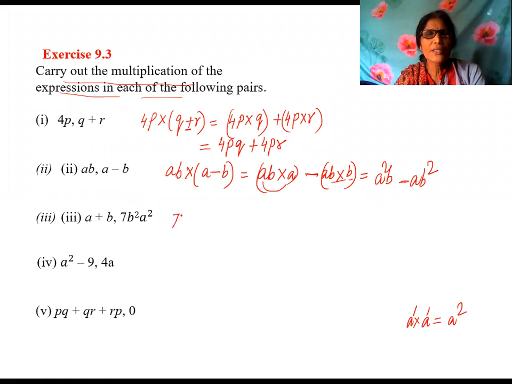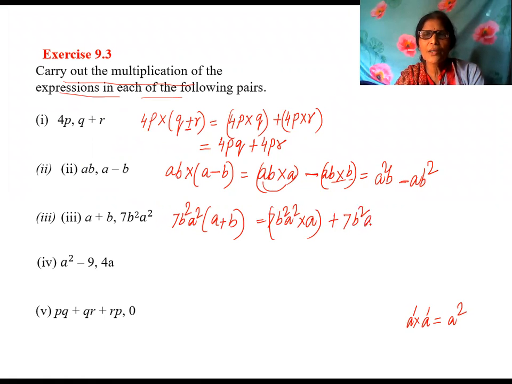Now the third one, 7B square A square. I will multiply it with (A plus B). So 7B square A square multiplied by A, and in between there is a positive sign, so 7B square A square multiplied by B. So go on simplifying. Here A square and A, so there will be 3 powers: A square has power 2 and A has power 1, which makes 3.